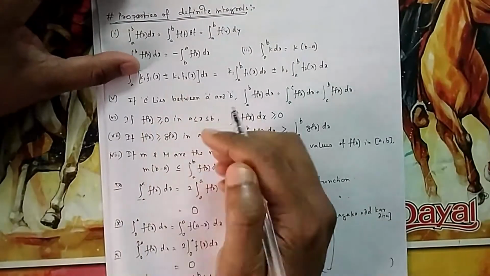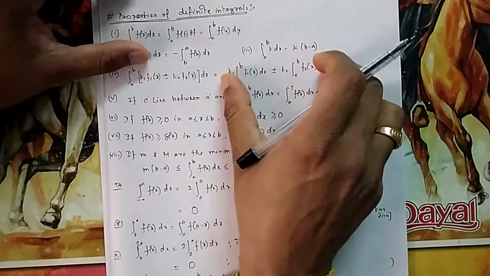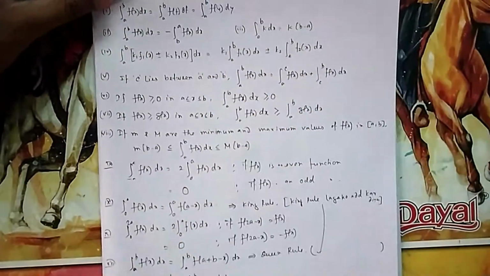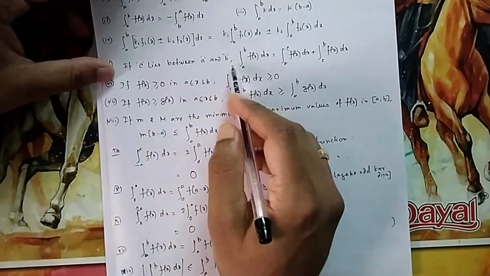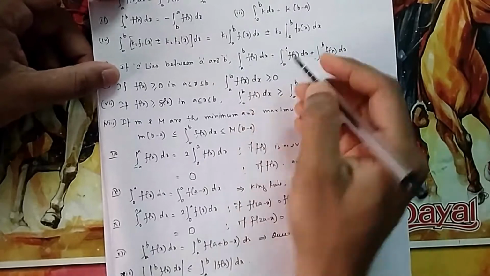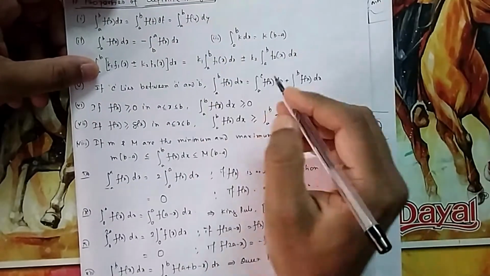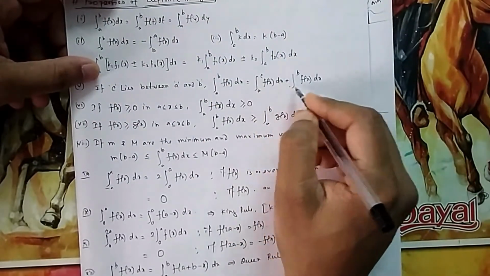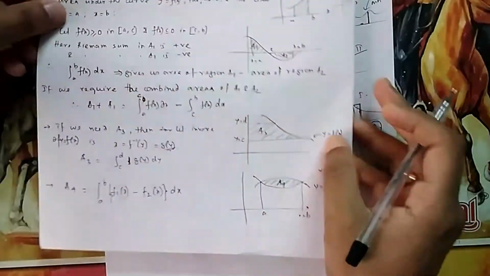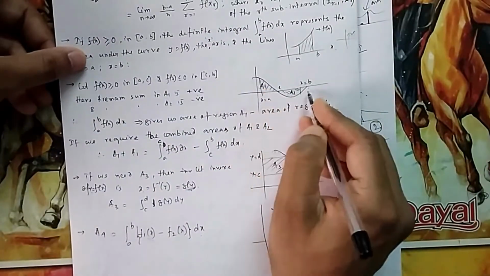Now that's what I have told you. If it is a plus or minus, you can segregate this integration separately. If c lies between a and b, then you can segregate it. Instead of going directly from a to b, you can go from a to c, then take a break, then you take from c to b. Like this one, a to c, then c to b.